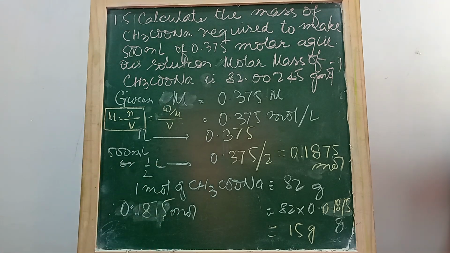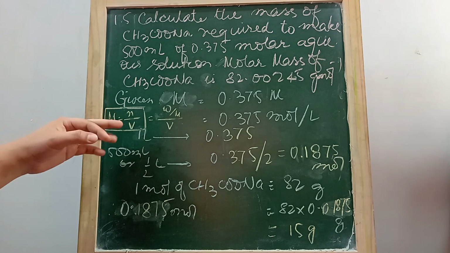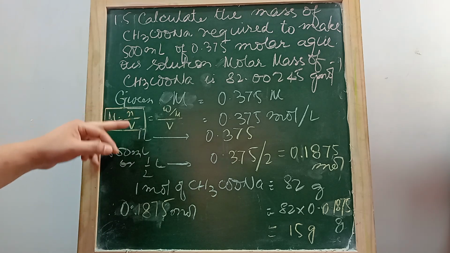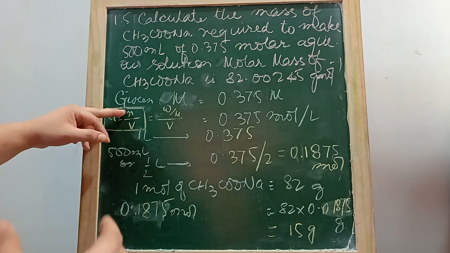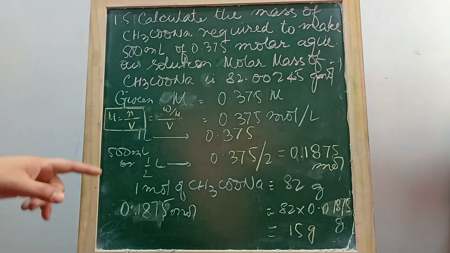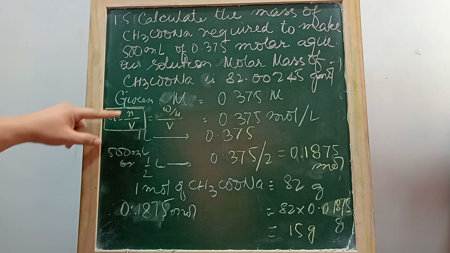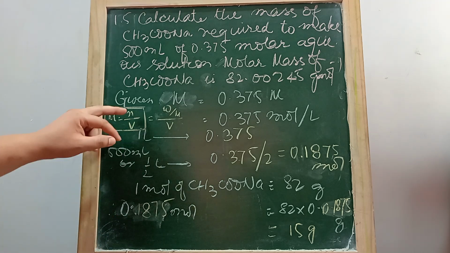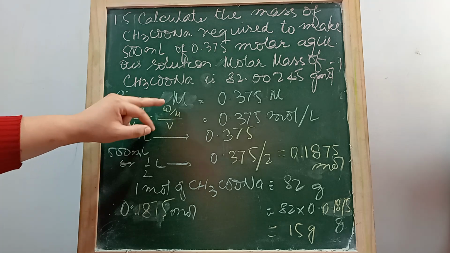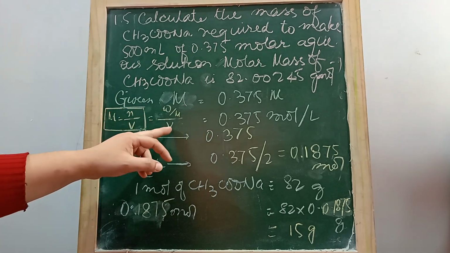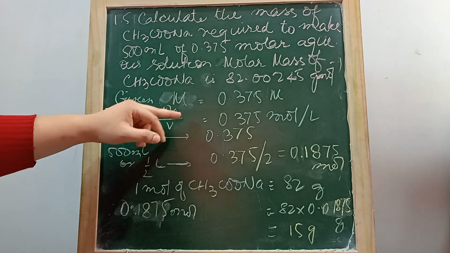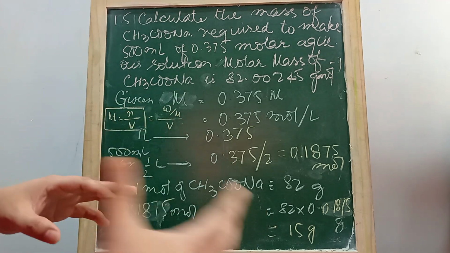There's one more way to calculate this. You can use the relationship between the molarity, the number of moles, and the volume of solution. Molarity means the number of moles of solute in 1 liter of solution. So the relationship is molarity equals n by V. And how do you calculate the number of moles? It's calculated by dividing the given mass by its molar mass. And below that, it should be divided by the volume of the solution in liters.